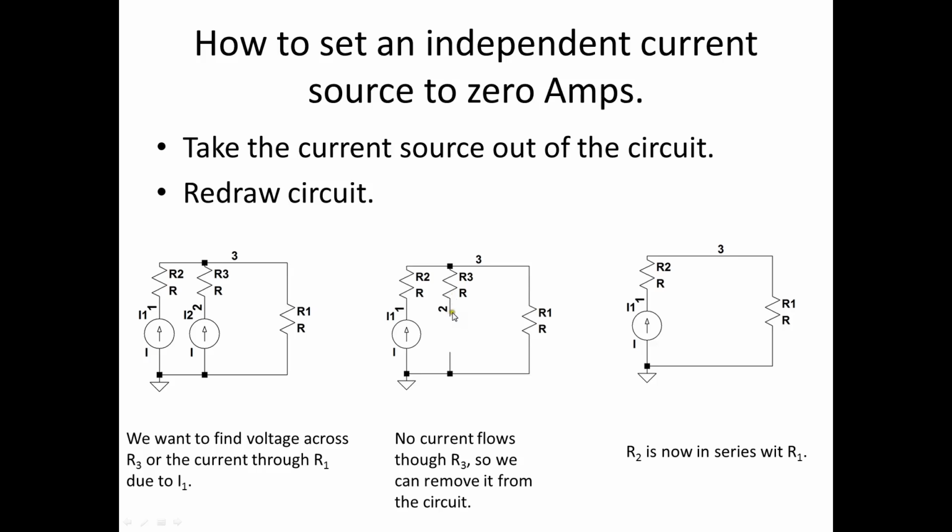And in an interesting manner, node 2 and 3 become the same node. And so if node 2 and 3 are the same node, not because they're shorted, but because there's no current flowing through it, I can redraw it. And so now I just have R2 and R1 in series, and I can apply whatever I need to do to find the current and the voltage.